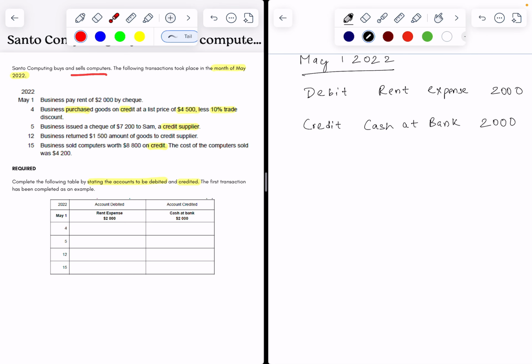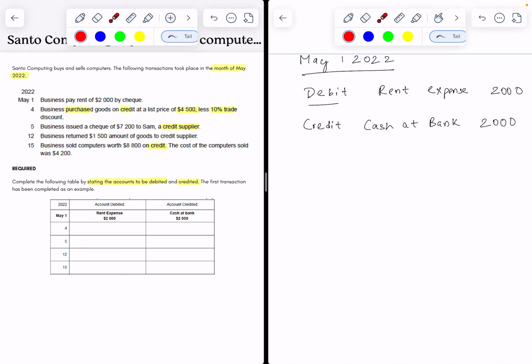The following transactions took place in the month of May 2022, and we are required to complete the table by stating which accounts are to be debited and which accounts are to be credited. So we're not going to complete the table, but we're just going to write them out in simple sentences and mention whatever accounts are debited and whatever accounts are credited on the respective dates for each of these transactions.